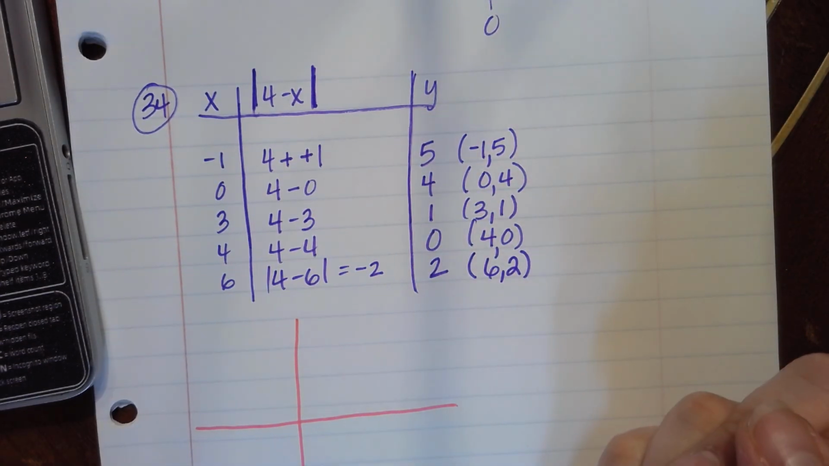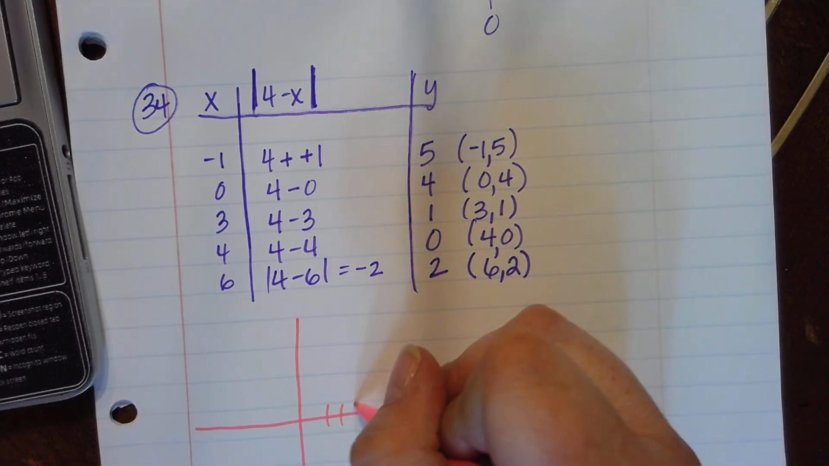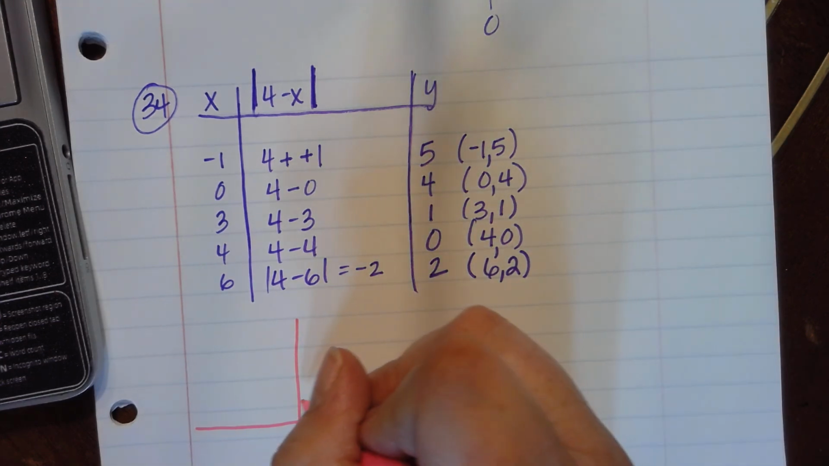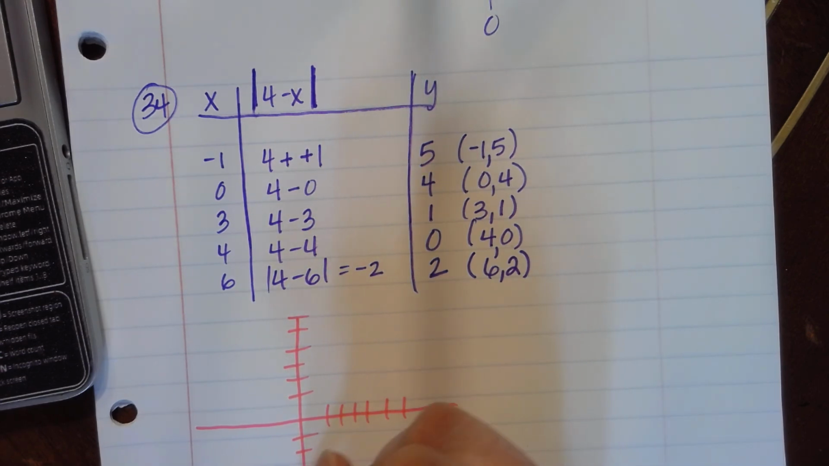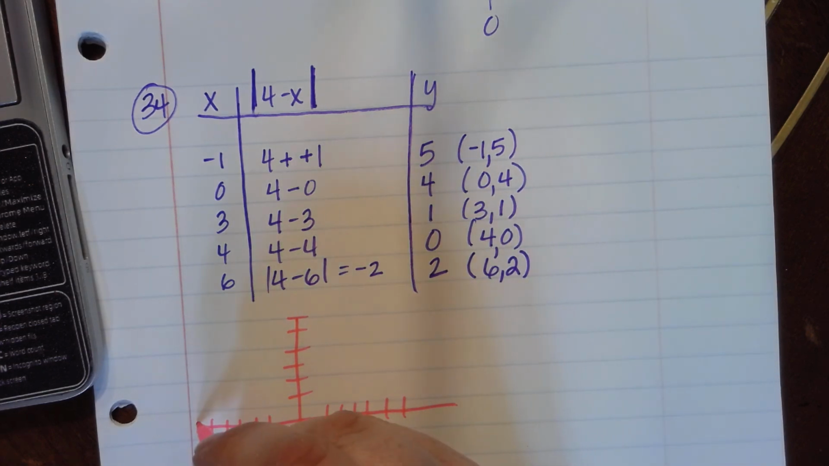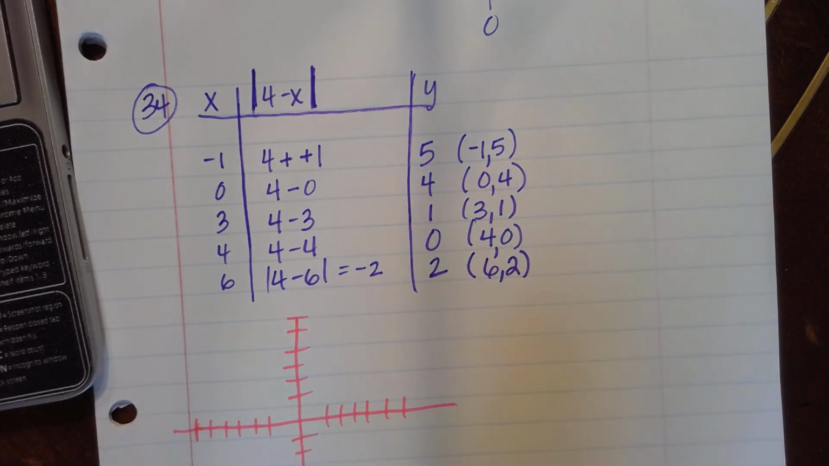And 3, 4, 5, 6. 1, 2, 3, 4, 5, 6. 1, 2, 3, 4, 5, 6. So my biggest number is 6, so I'm just going to go 2, 3, 4, 5, 6 as I'm drawing this out. But hopefully you have some graph paper. If not, that's cool. Just do it the way I'm doing it.